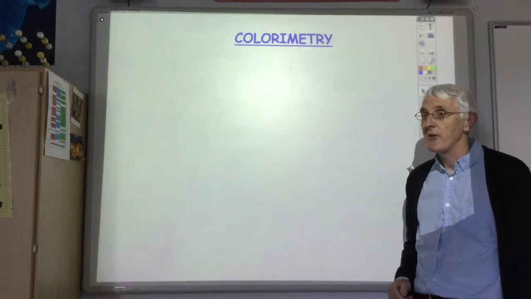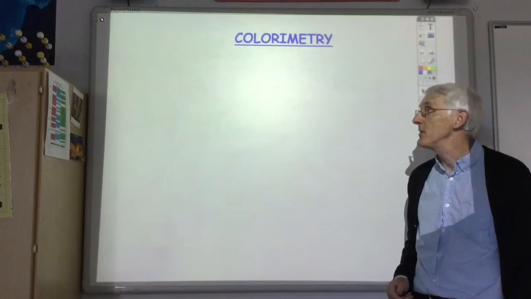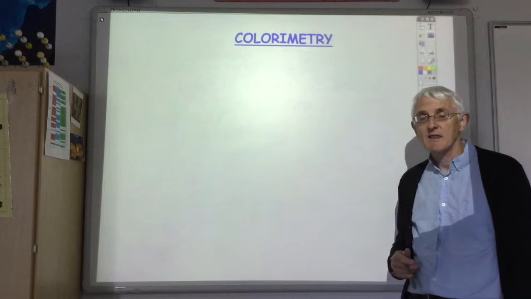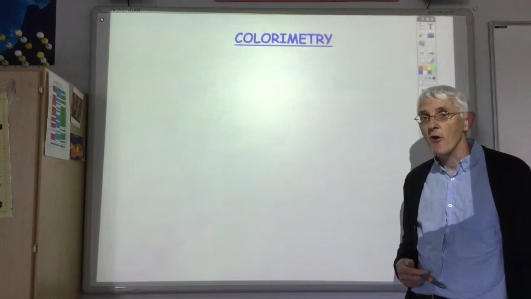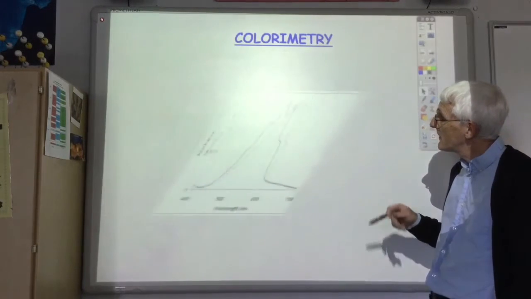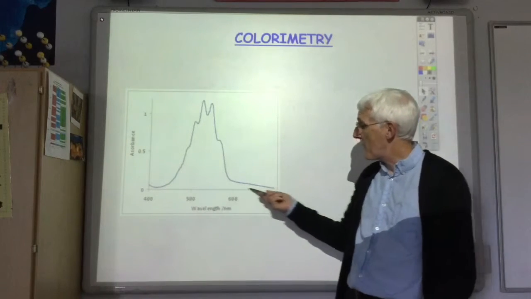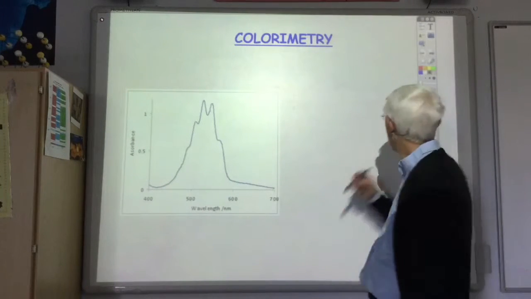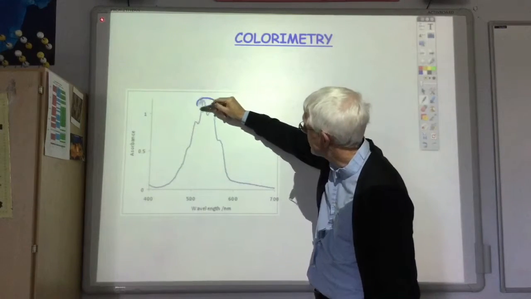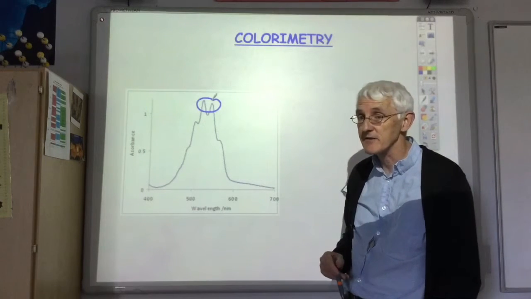I want to start by looking at visible absorption spectrometry, or as it's more simply known, colorimetry. And I want to demonstrate it by looking at an example of a potassium permanganate sample. This graph shows where permanganate absorbs light, and we can see that the maximum absorbance is around about 520 to 560 nanometers.